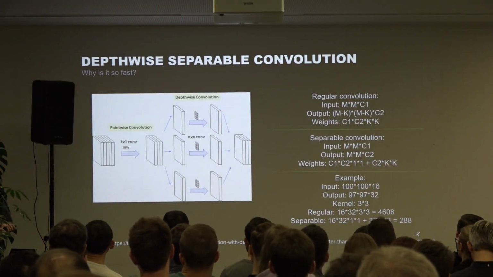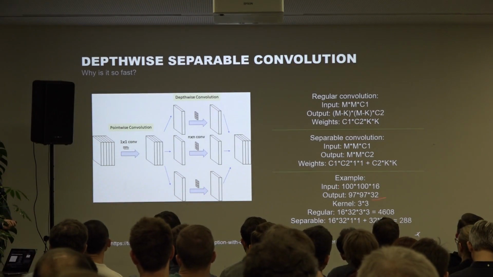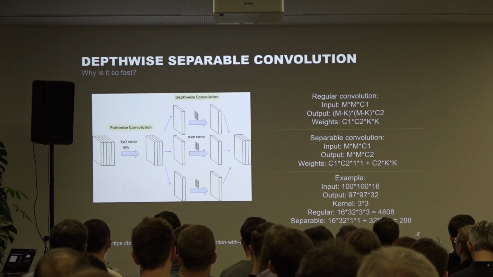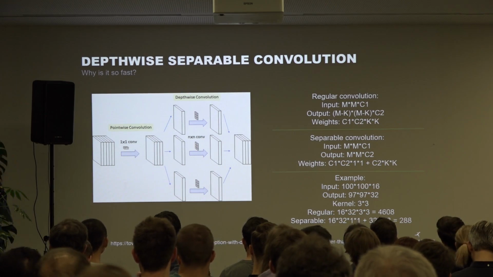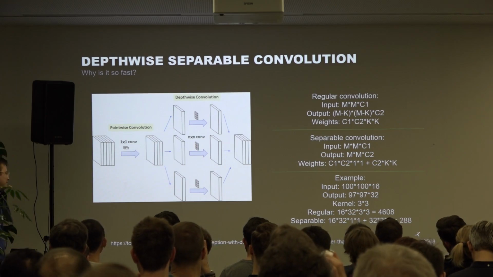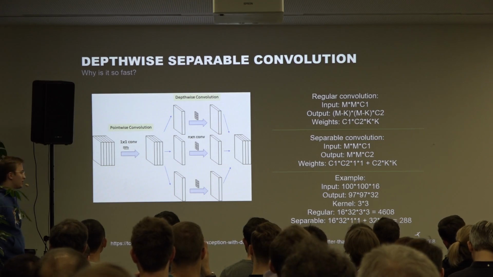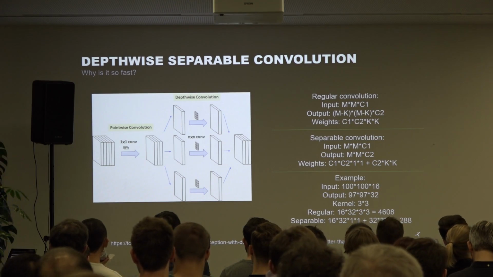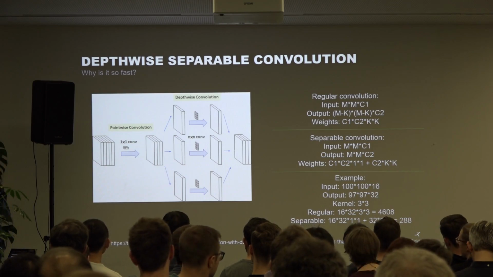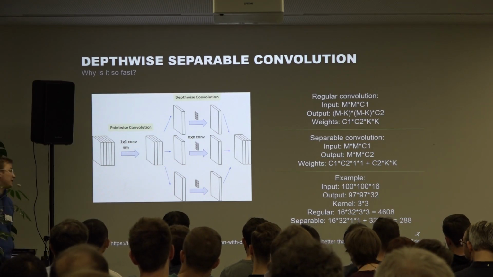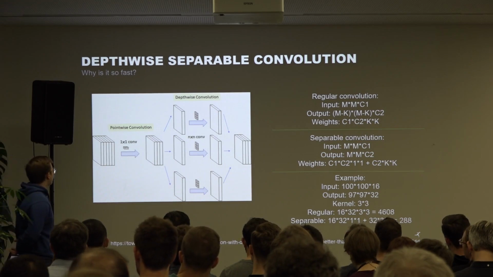As you can see here, there is an example where the input image has 16 channels and the output has 32 channels with 3 by 3 kernels. A regular convolutional layer will have 4,600 weights, and the separable convolution layer will have only around 300 weights.